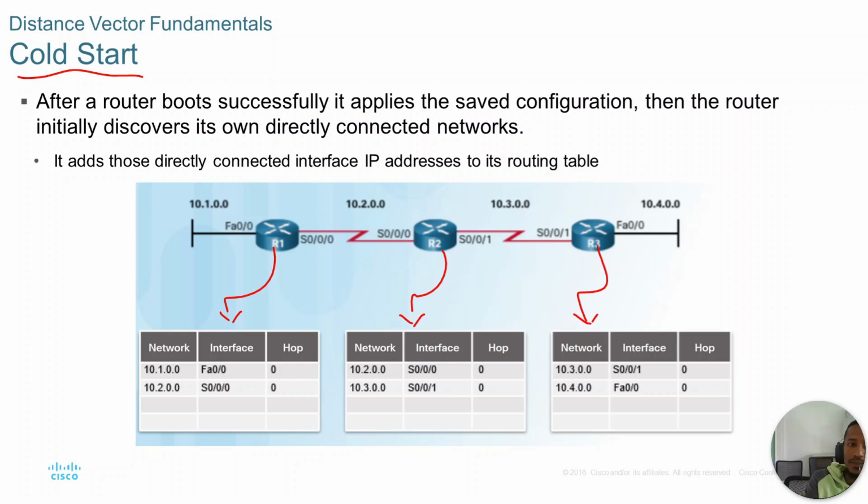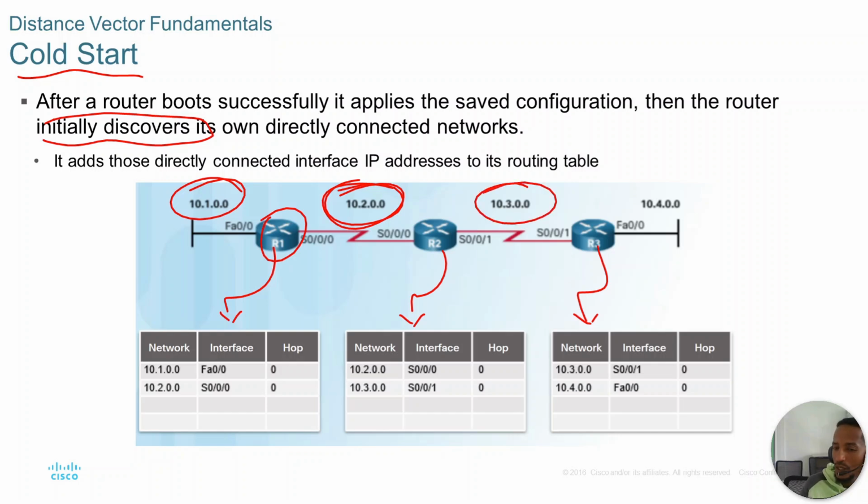This is because of the initial discovery of the network. So for example, we have said what? Router 1 is directly connected to two networks. The first one is this one, the second one is this one. Router 2 is connected to two networks: this one, which is shared with R1, and this one, which is shared with R3. R3 is directly connected to two networks: the first one, which is shared with R2, and the third one, which is only for itself.